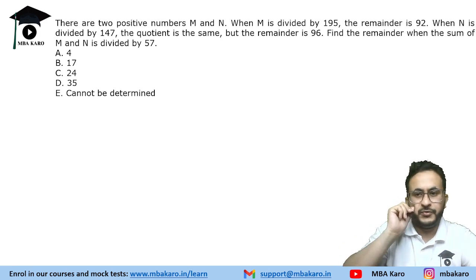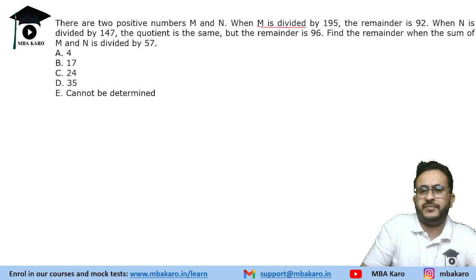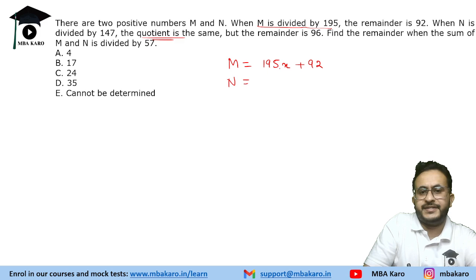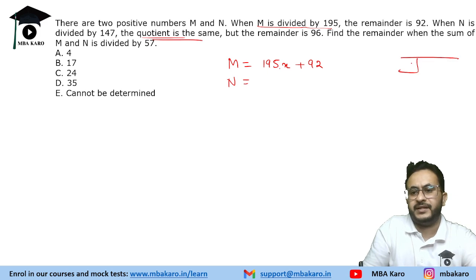Now, how are we going to do this? When m is divided by 195, m is equal to 195 into x, let us say the quotient is x and the remainder will be 92. That is given to us. When n is divided by 147, the quotient is the same. What is the quotient?